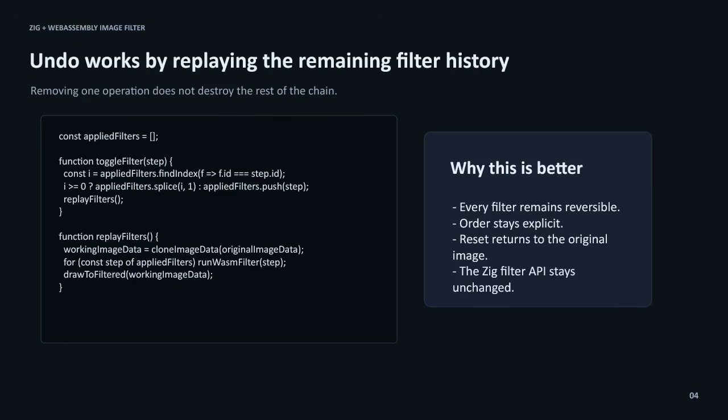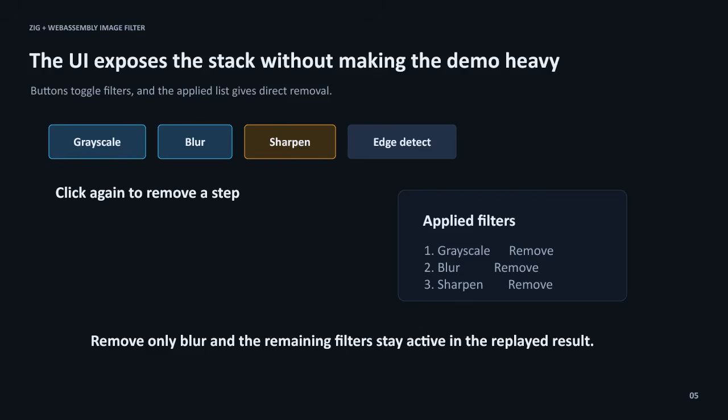The undo story is simple and strong. Rather than trying to reverse each filter mathematically, JavaScript stores the applied steps, resets back to the original image, and replays the remaining operations in order. That design keeps the interface clean. Buttons can toggle filters on or off, the applied list can remove one step directly, and reset always returns to the original image without confusion.